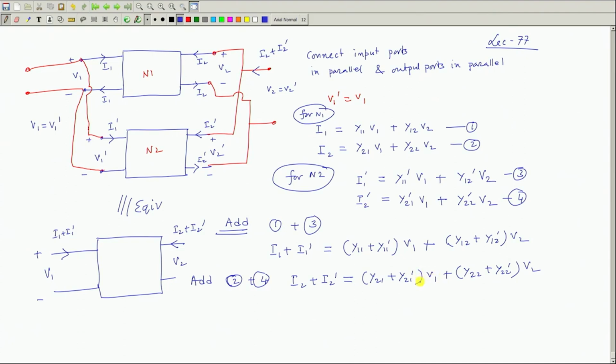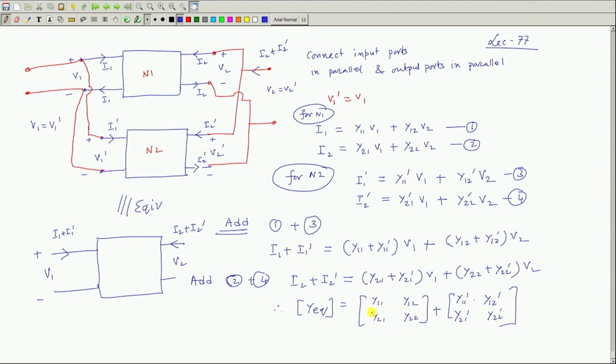Therefore, the equivalent y matrix will be equal to, obviously, y11, y12, y21, y22 plus y11 dashed, y12 dashed, y21 dashed and y22 dashed. That is what we have seen.